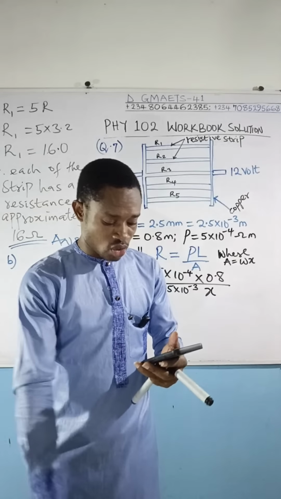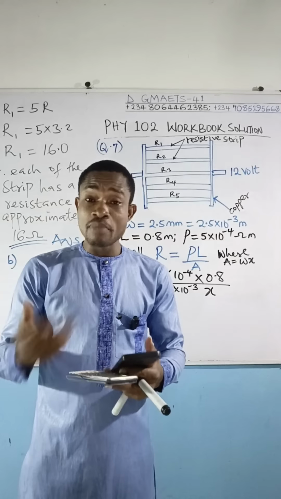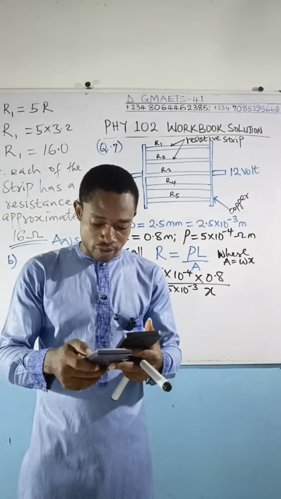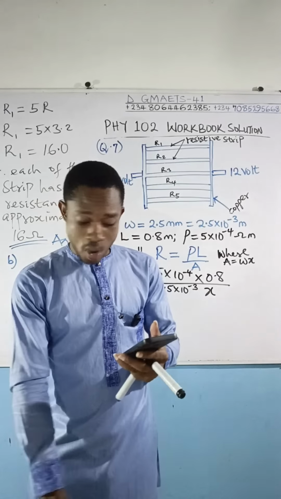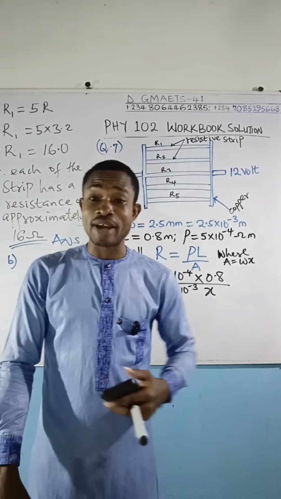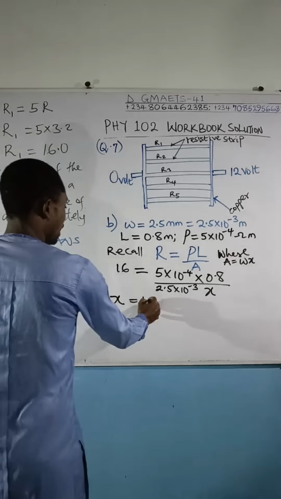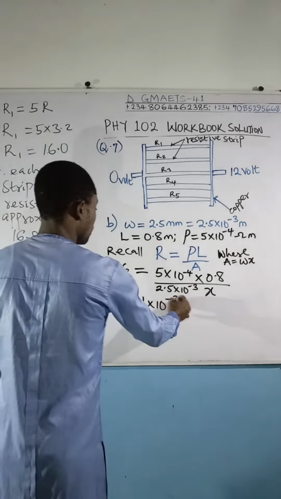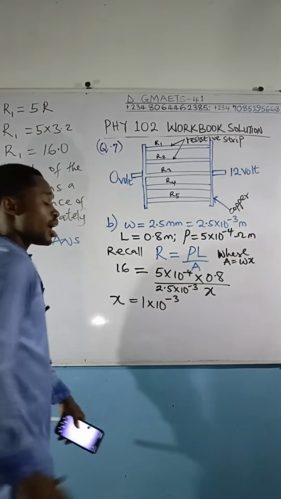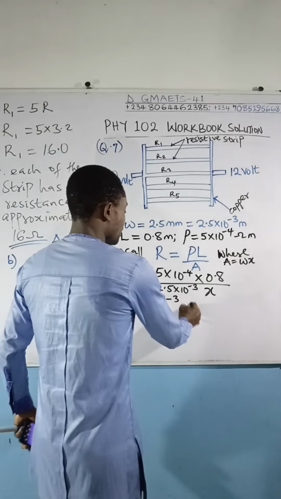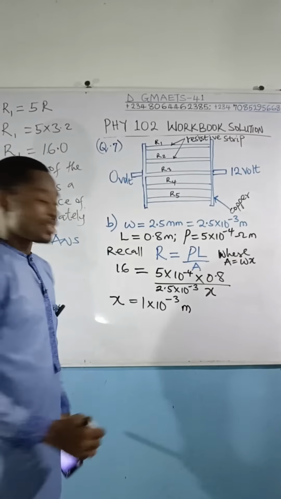Because of time, let's go straight on and do that. If you make X subject of the formula and you solve for it, you are going to get 1 times 10 to the power of minus 3. Therefore, X is equal to 1 times 10 to the power of minus 3. And this is going to be in meter because it's going to be in SI units.